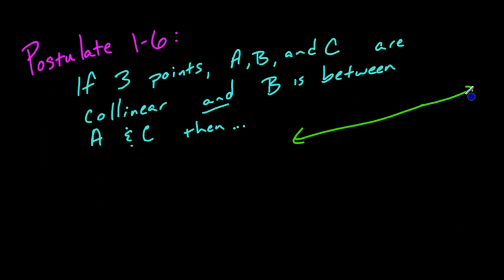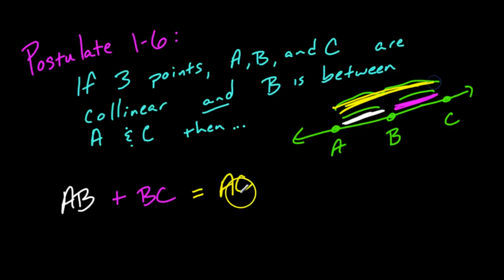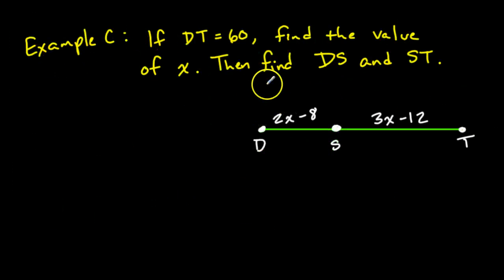Maybe let's draw a little line, kind of get an idea of what's going on here. We got A, we got C, and we said B is somewhere in between. We don't know where, but it's somewhere in between. Well, if they're all collinear, then we know that AB plus BC is going to give us that whole distance of AC. Right? So the length of AB plus the length of BC, again, notice I'm not putting anything over the top, I'm talking about distance, is always going to be equal to the length of AC, that full distance. That's postulate 1-6. Otherwise known as the segment addition postulate.